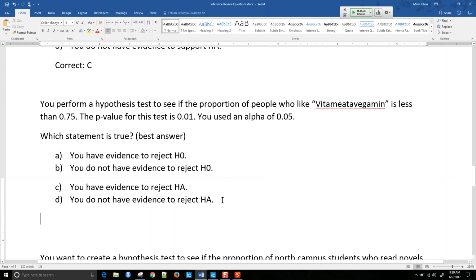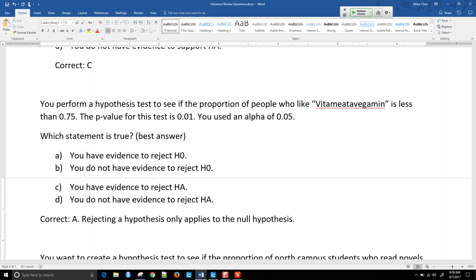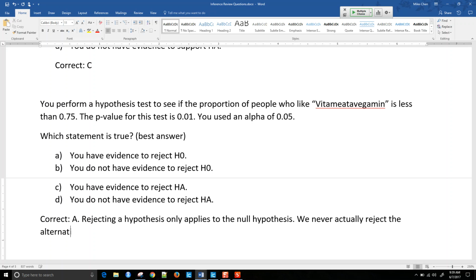Okay, again, we don't reject the alternative, okay? So when we're talking about rejecting a hypothesis, we only reject the null. So the correct answer here is A. Rejecting a hypothesis only applies to the null hypothesis. Okay? We never actually reject the alternative.